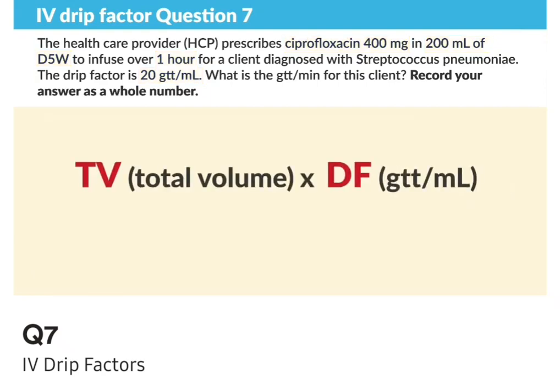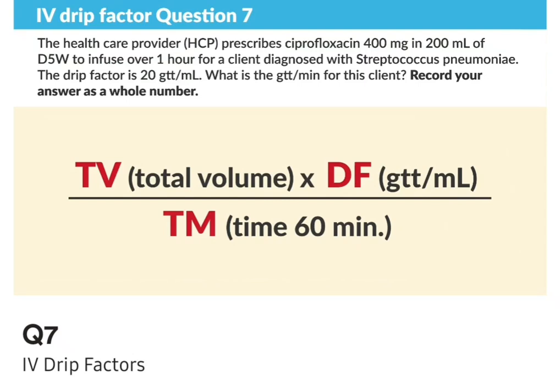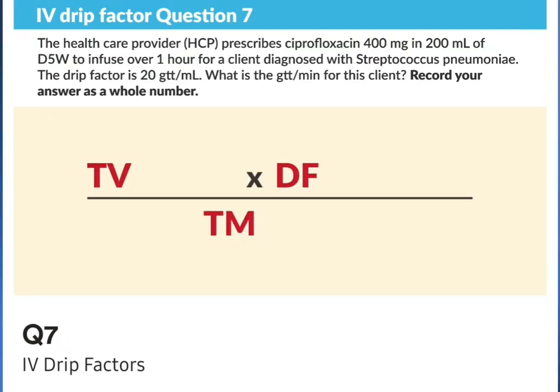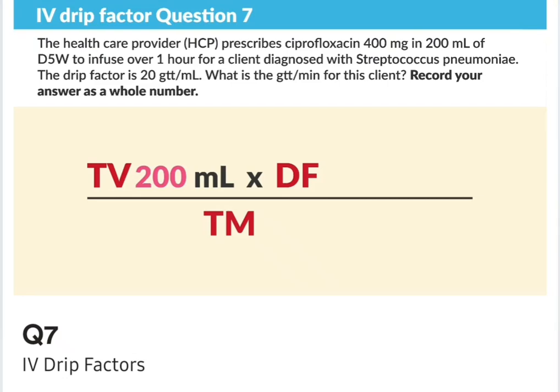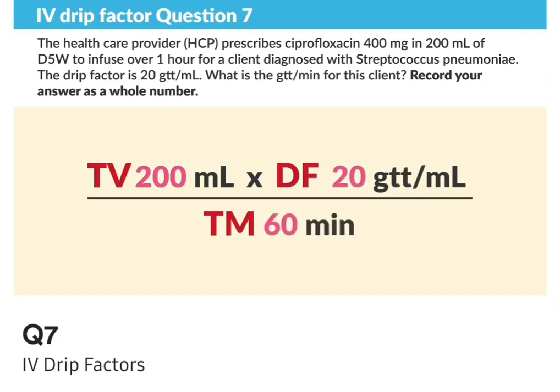TV makes you DEF over time. So the total volume here is not 400 milligrams. Total volume is 200 mLs of that D5W. Now the DF, the drips, are 20. And it's always over 60 minutes unless the question tells you otherwise.